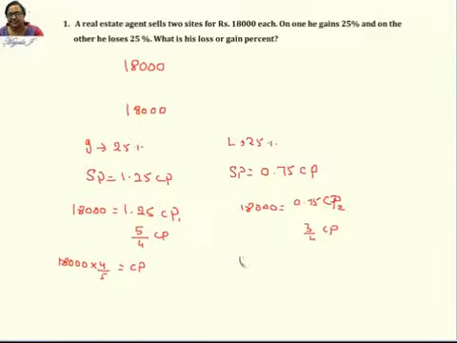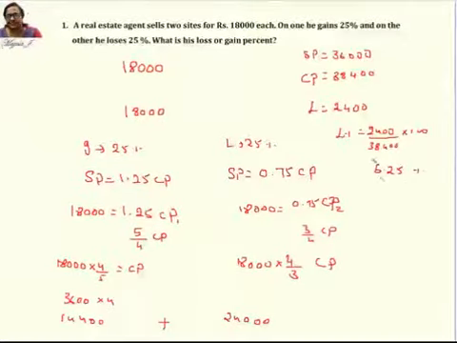And here it is going to be 18,000 into 4 by 3 CP. Good. So it's a loss of 6.25. That's the correct answer. But this is a very lengthy process, right? You don't have to go through so much process. First thing is, it is given that one is at a gain of 25%, the other is at a loss of 25%. The value is unnecessarily given so that it will confuse you.